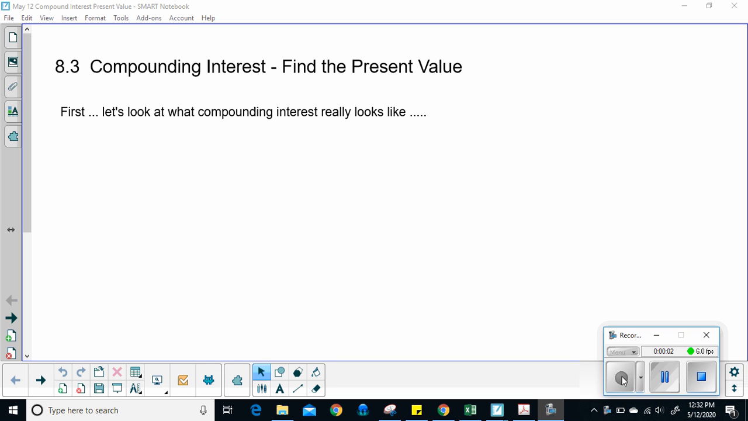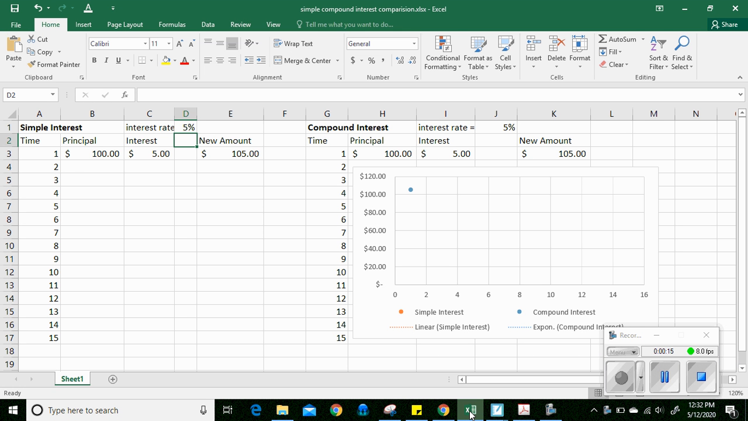Okay, we're going to keep looking at compounding interest. Today we're going to worry about whether or not we can find the present value, so we're going to rearrange things. But before we get into it, let's get a good look at what compound interest really looks like. So to do that, what I've done is I've got a nice little spreadsheet here.